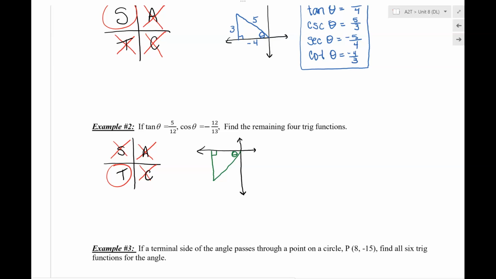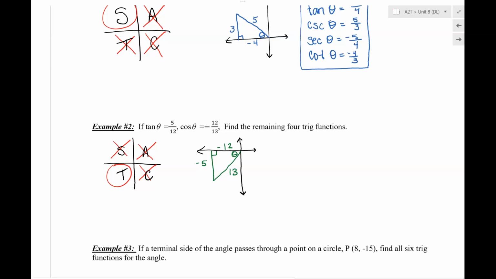Tangent is opposite over adjacent. But we know that we're in the third quadrant, so both the 5 and the 12 have to be negative, seeing that we would go left on the x-axis and then down for the y-axis. Cosine is adjacent over hypotenuse, so adjacent we already have, and the hypotenuse is always positive. So there's our triangle.